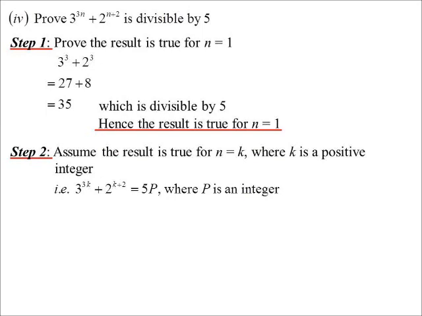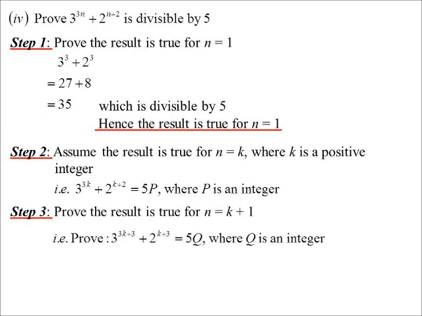So my assumption will be for n equals k. 3 to the power of 3k plus 2 to the power of k plus 2 is 5p, so 5 times some whole number. That's what I assume. I want to prove for k plus 1. So if I sub in k plus 1 for k, I'll get 3 to the power of 3k plus 3 plus 2 to the power of k plus 3. I want to prove that's 5q, where q is some whole number. All right, let's go prove that.